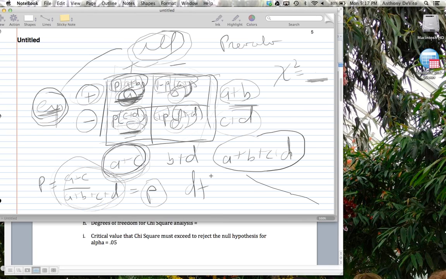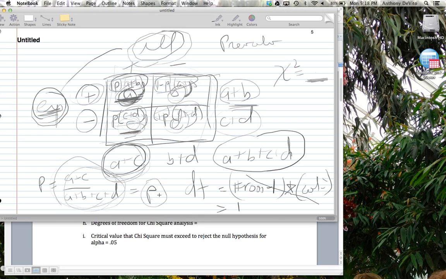Okay, now degrees of freedom. The way that we calculate degrees of freedom for a chi-square calculation or a contingency table like this is it's equal to the number of rows minus 1 times the number of columns minus 1. In this case, 2 minus 1, 2 minus 1, so the number of degrees of freedom equal to 1.